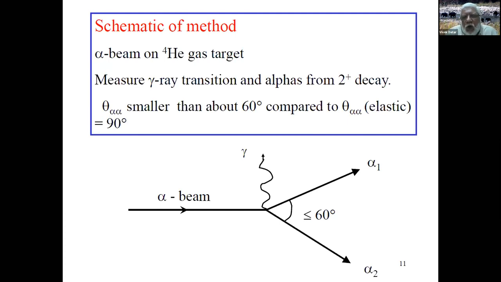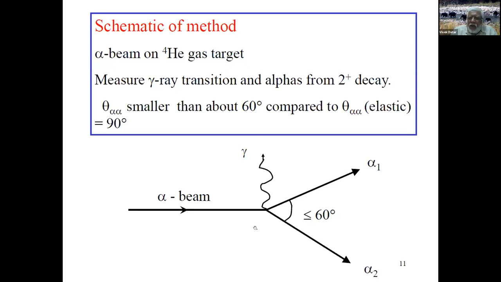So in the lab, as you all know from school days, if you scatter a billiard ball on an equal mass billiard ball of the same size, then you have elastic scattering, and they scatter off. If you measure the angle between them, it's 90 degrees. Now, because the gamma ray carries away some energy, the angle is not 90 degrees, but becomes smaller. In fact, the higher the gamma ray transition energy, the smaller will be the folding angle. So the idea is to put detectors optimizing the efficiency for this kind of angular opening and measure the gamma rays.